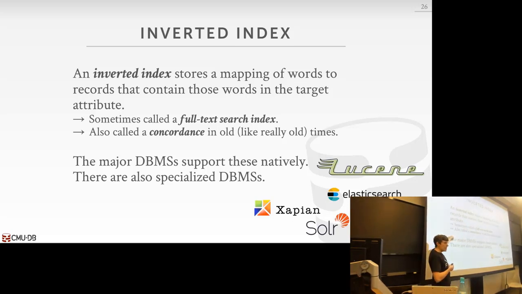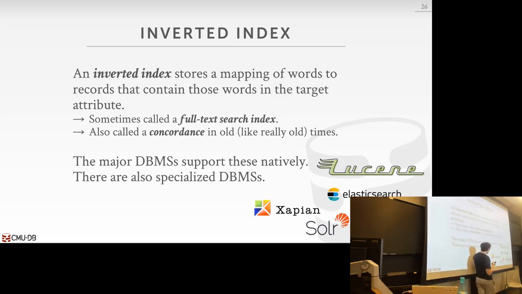So all the major database systems will support some variant of this internally. As I say, when you call create index, you can say, I want to have a full text search index. And they all vary in the sophistication of the indexes and what kind of queries you can run on them. There's also a bunch of specialized database systems that are sold or marketed as full text search databases.